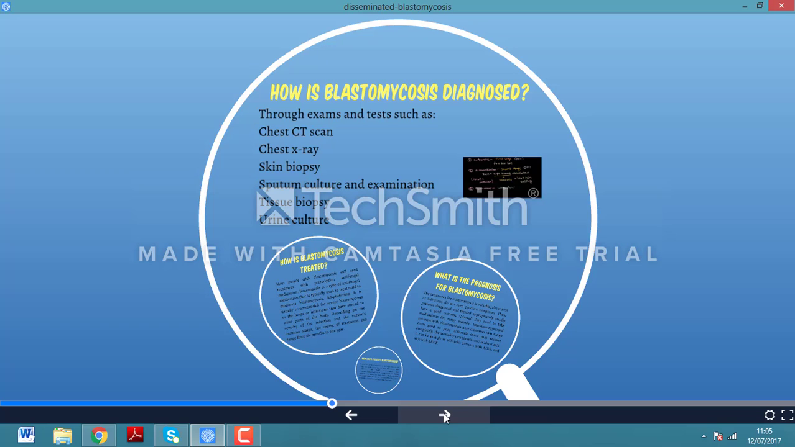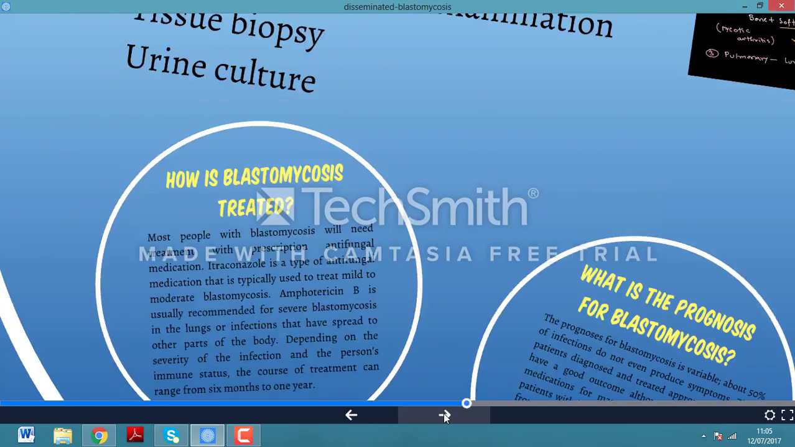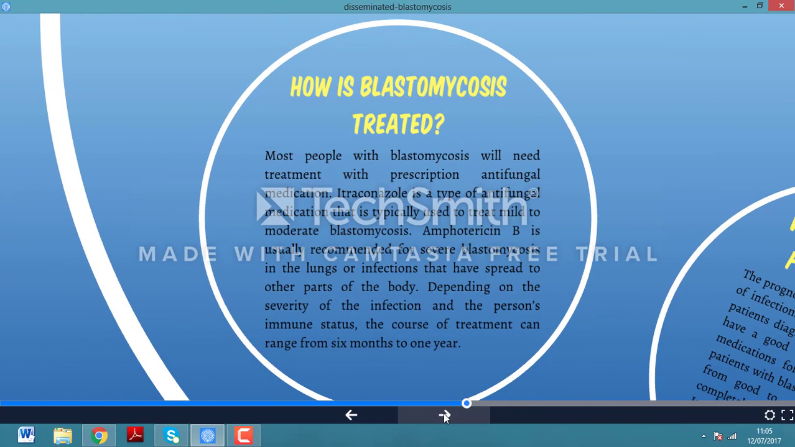Now, how is blastomycosis diagnosed? Through exams and tests such as chest CT scan, chest X-ray, skin biopsy, sputum culture and examination, tissue biopsy, and urine culture. How is blastomycosis treated?